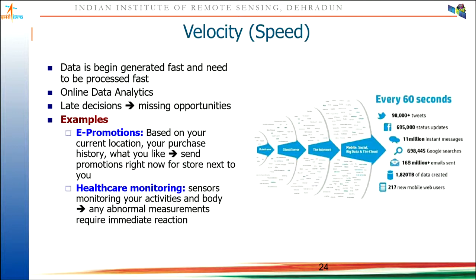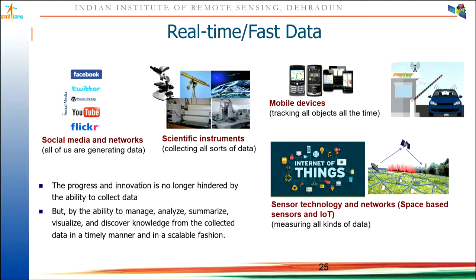This is well known already. I discussed how quickly this data is being updated. Here sensors, either space-based sensors or ground-based sensors, are playing a very, very important role. But at the same time, you know that social media platforms, crowdsourcing, and participatory GIS are also equally important to increase the speed of data updation in our database system. The real-time data or fast data is coming from social media and networks, scientific instruments.